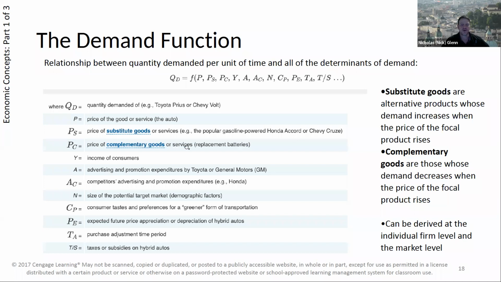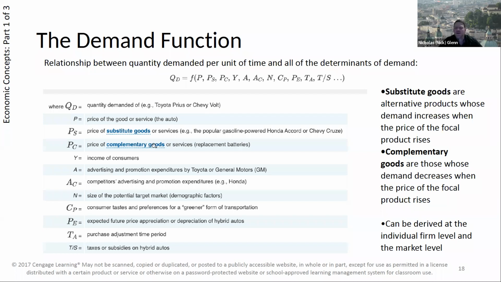Complementary goods. I guess one of the things that has to go with these is replacement batteries. So if the price of these replacement batteries increases, maybe you're less likely to buy one of these now because the price of it rose. Or if the price of these batteries goes down, maybe you're more likely to buy it. So that'll increase the demand for these electric cars.